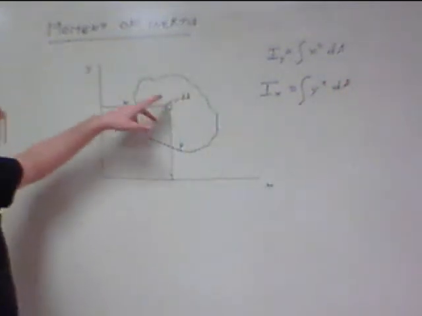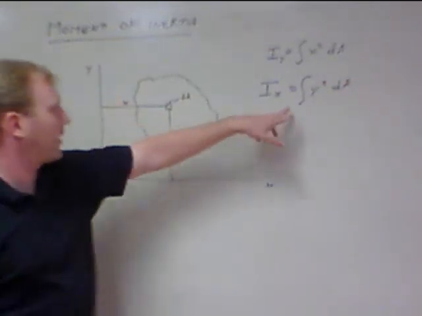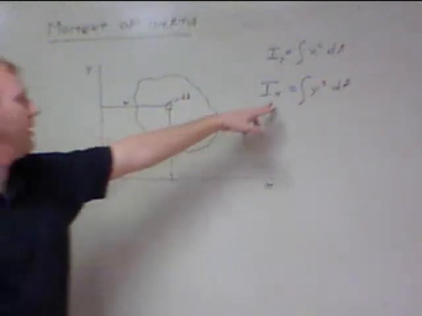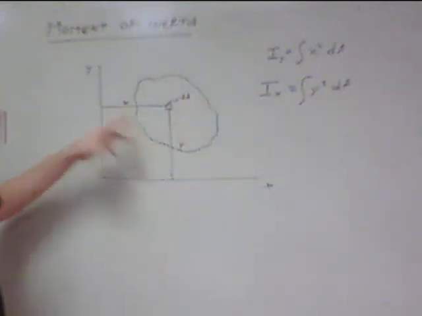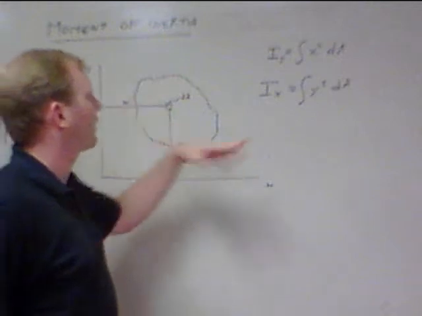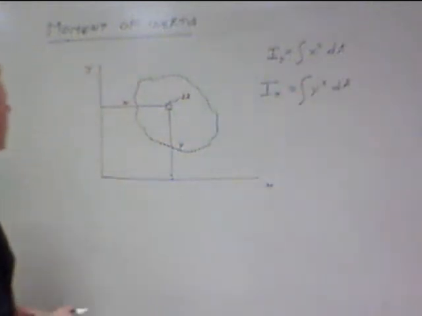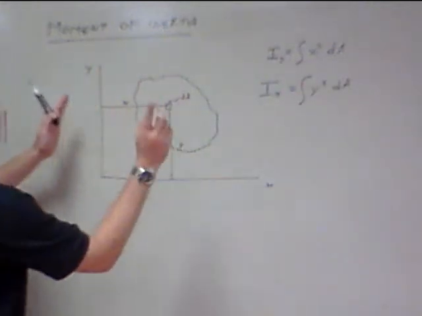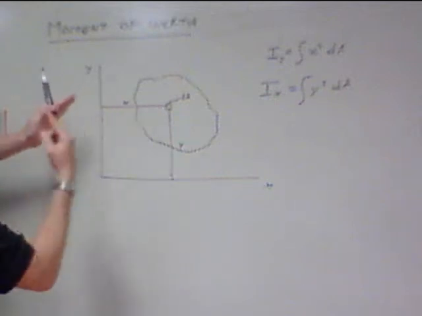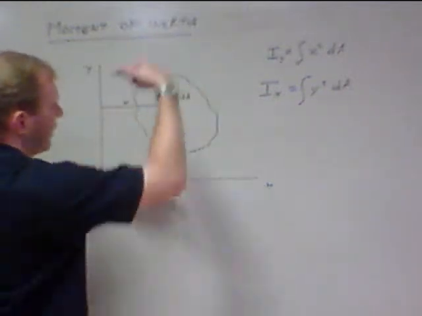So again, it's the area of the element times the distance from the x-axis, the distance here is y, for a moment of inertia about the x-axis. Moment of inertia about the y-axis is about there. This is, again, the resistance to rotating about the y-axis, rotating about the x-axis.